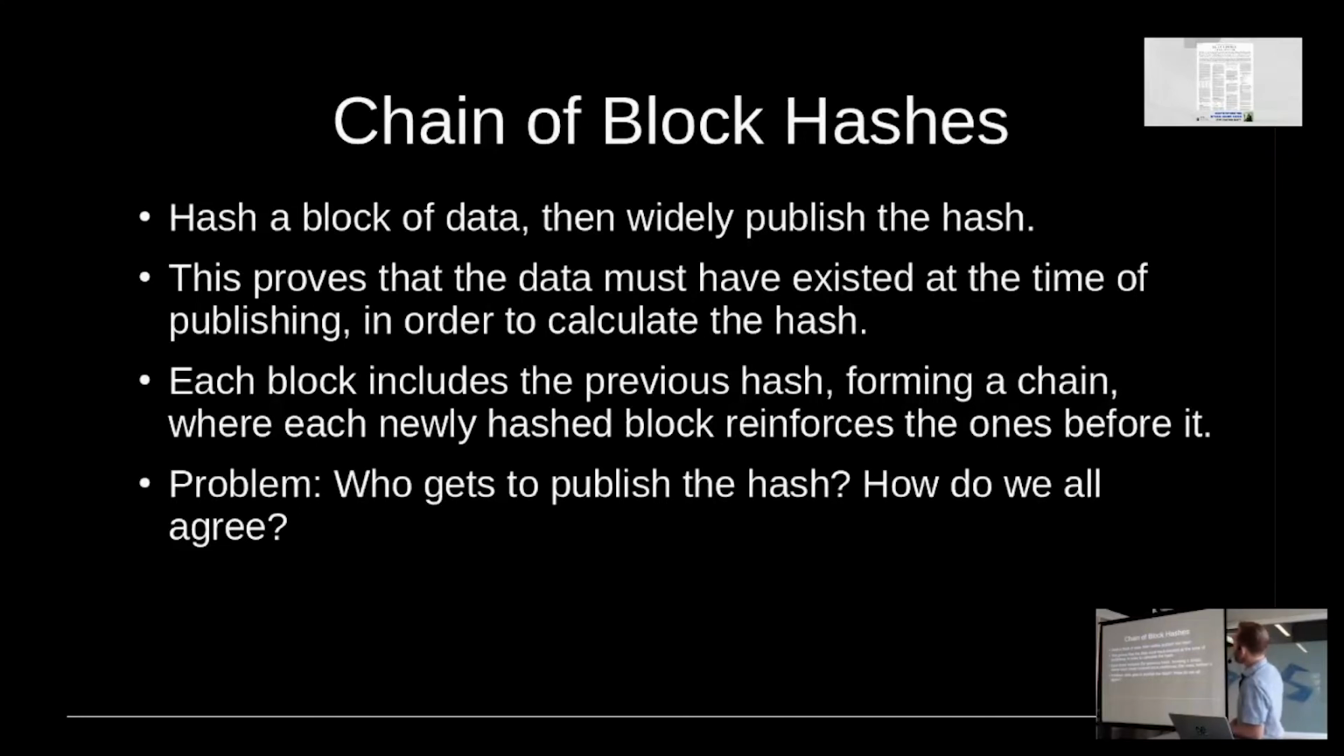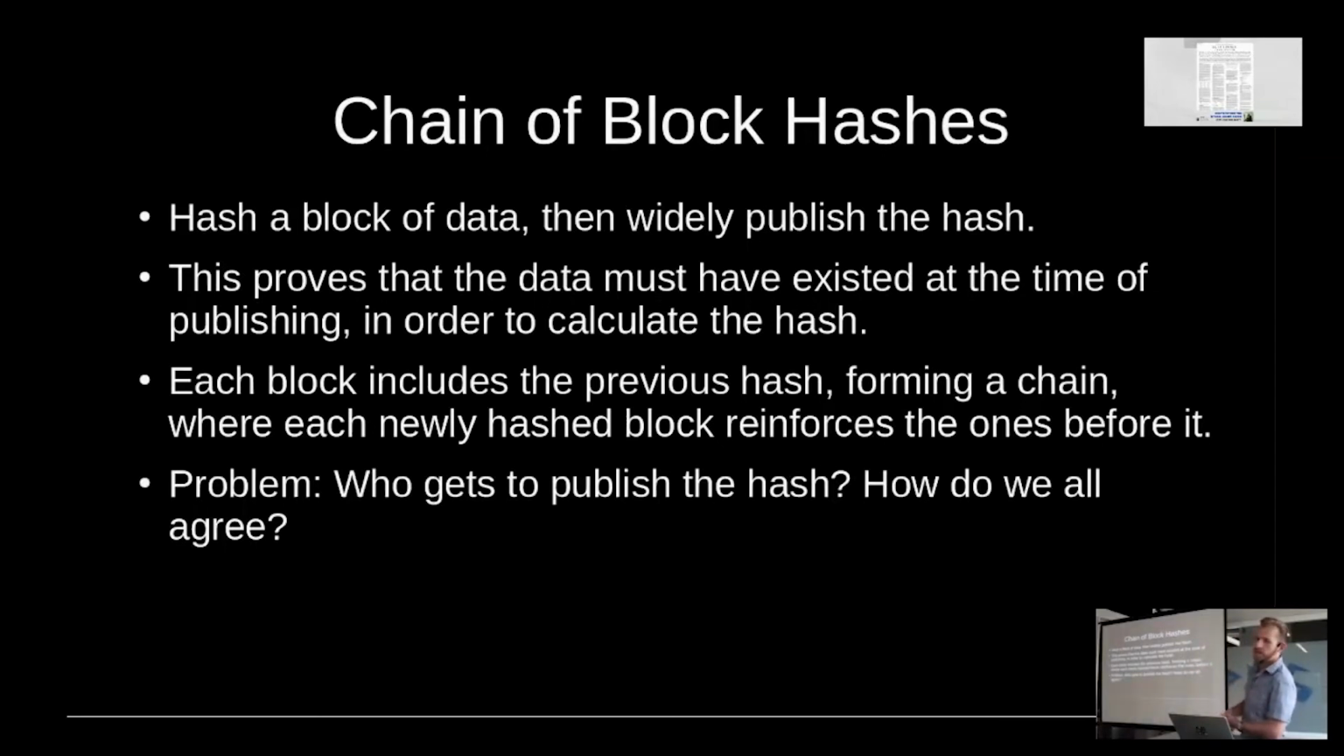Because we were talking about an issue of centralization, and Satoshi talks about the issue of centralization. And it's really cool that we have this thing that we can do where we're hashing data over and over. But who gets to do this? Like, who gets to publish this? And then how do we all agree on which hash that we go with?